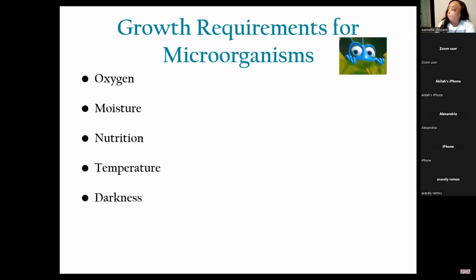We have to have darkness. In some cases, or even in most, darkness is a necessity for microorganisms. And of course, a proper pH balance. These are, of course, the 6 things that are requirements for microorganisms to live. Now, not all of these have to be present. You could have 3 out of the 6, or 4 out of the 6, or even 2 out of the 6. But these are the basic requirements: good oxygen, moisture, nutrition, temperature, darkness, and a proper pH balance, the growth requirements for a microorganism.